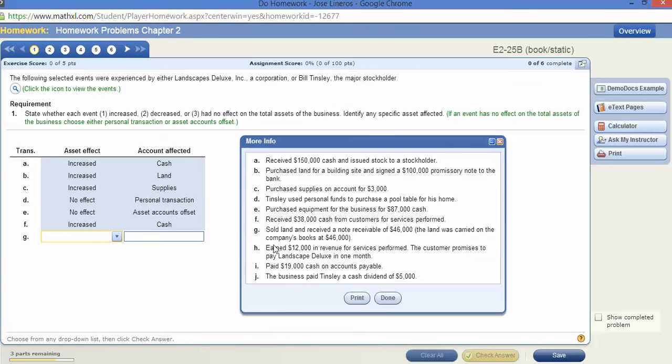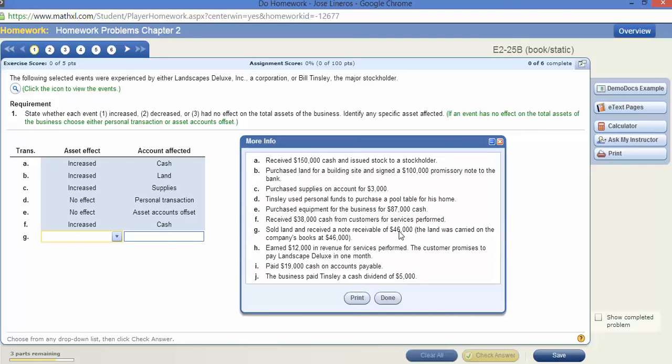Look at G. You sold some land and received a notes receivable of $46,000. And it's simplifying things for you here. It's saying the land was carried on the books at $46,000. So there's no gain or loss on the land. Basically, you sold it for what it was on the books for. That just simplifies things for you.